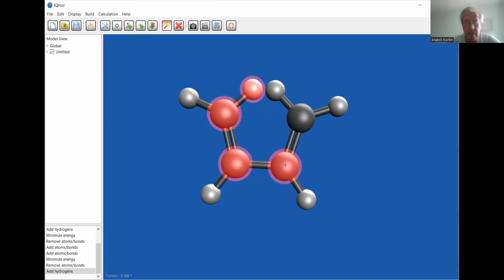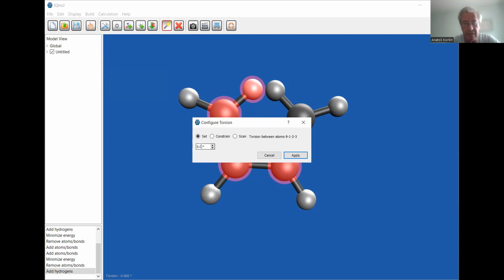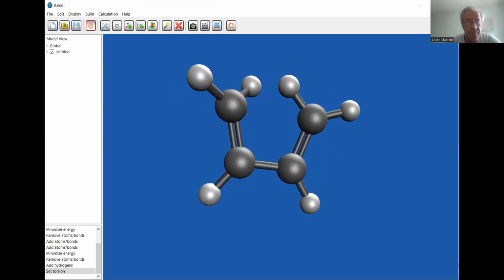I don't need this one. Okay, so I highlight the atoms in order to calculate this angle. In this case, I go to Build, click on Set Geometry Constraint. It shows 0 degrees. So what I need to put is an arbitrary 45 degrees, which by my experience works, and apply. Okay, this rotates one CH2 group in one of the directions.